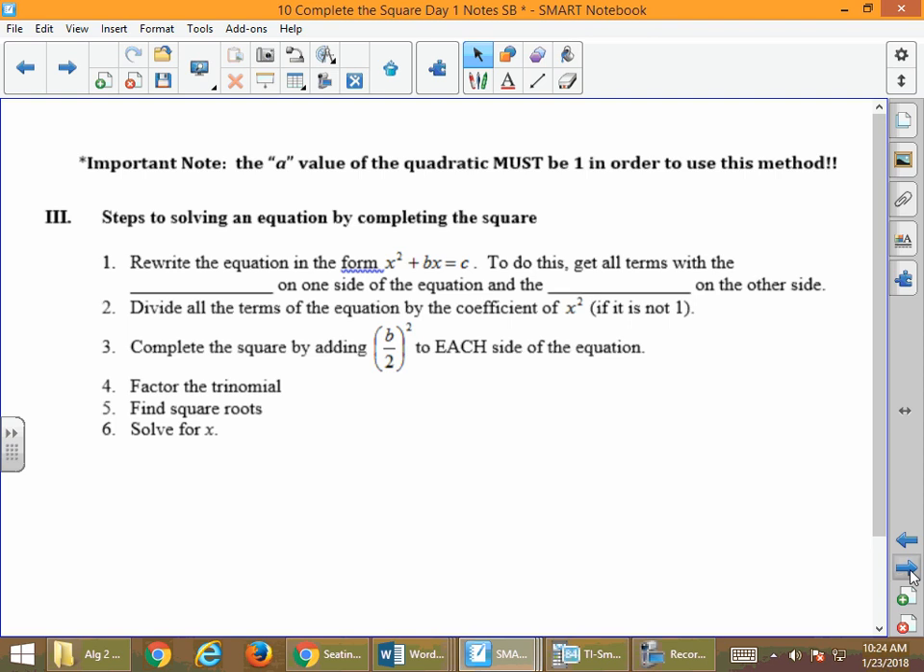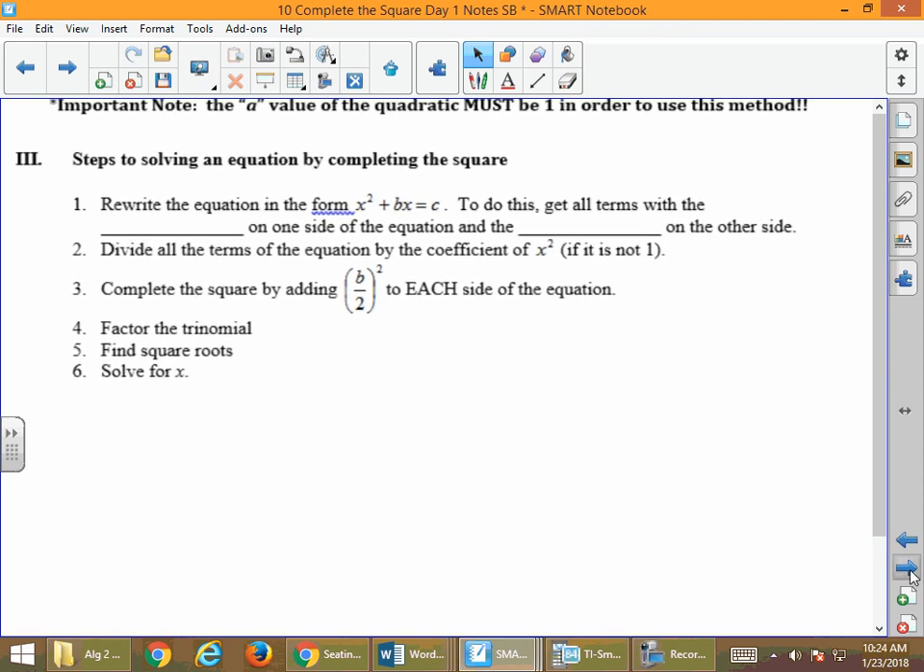But in general, the steps to solving an equation by completing the square, we rewrite the equation in the form x squared plus bx equals c. What I tend to say on this is put the variables on one side and put the constant on the other. That's where we start. Variables on one side, constant on the other.